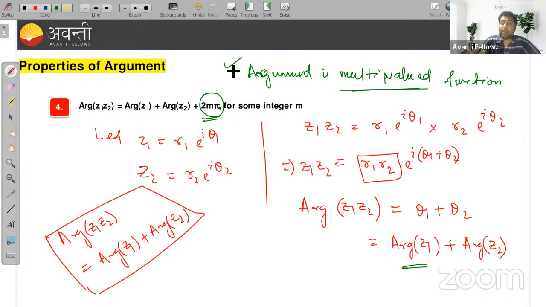So argument is a multi-valued function, but principal argument is unique. What is principal argument? It is the one lying between minus pi to pi, where minus pi is not included, but pi is included. I already discussed all these things. We have already discussed a lot of things about argument in the last classes.